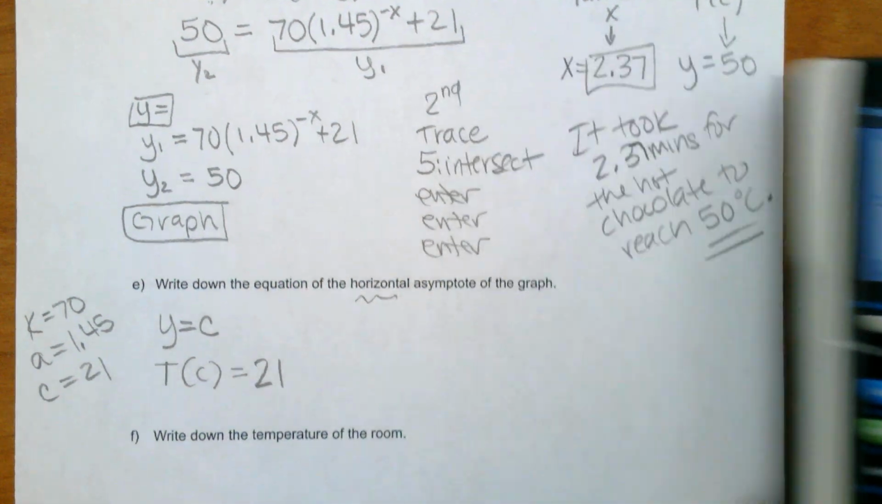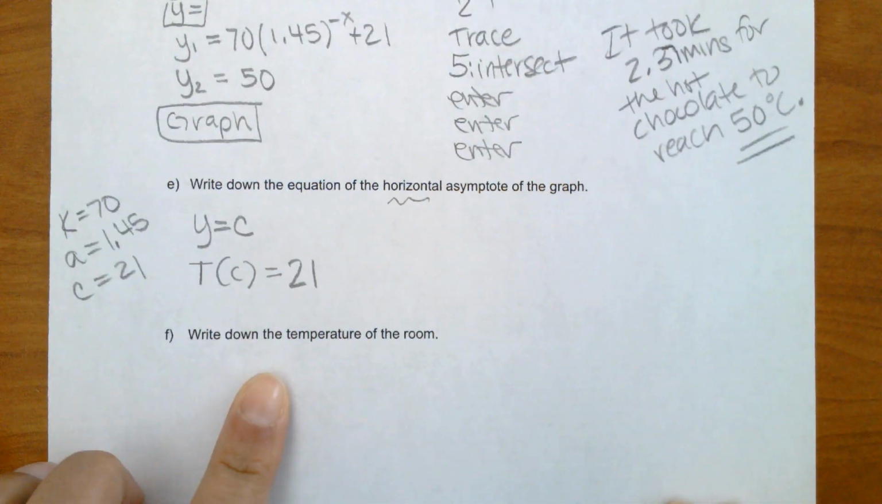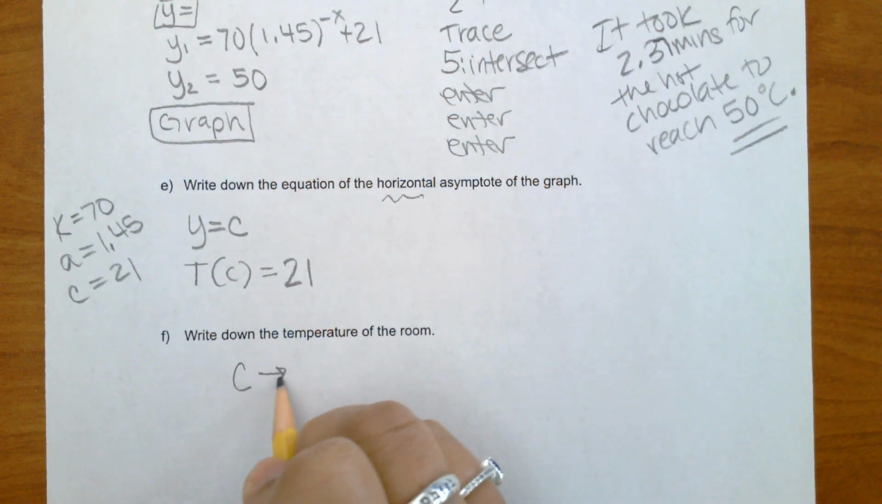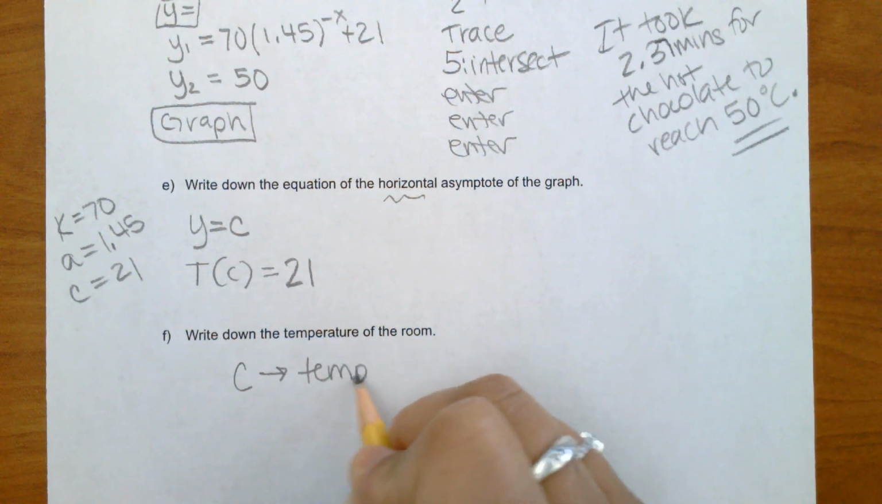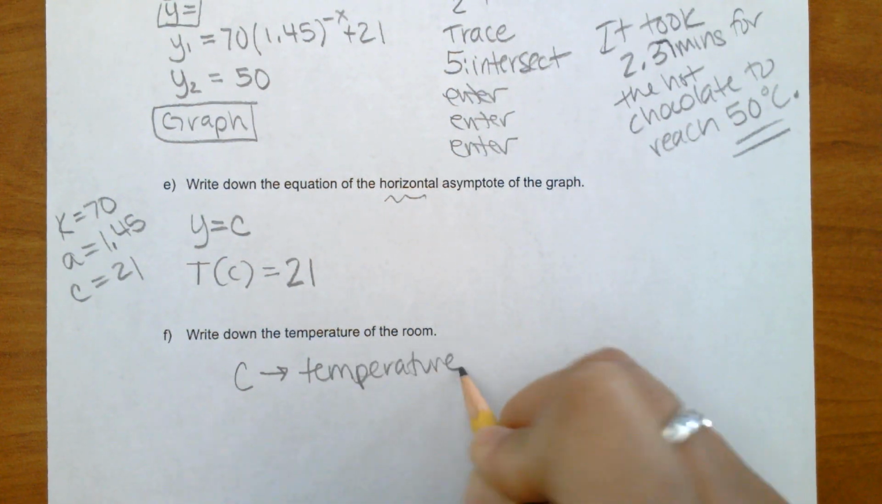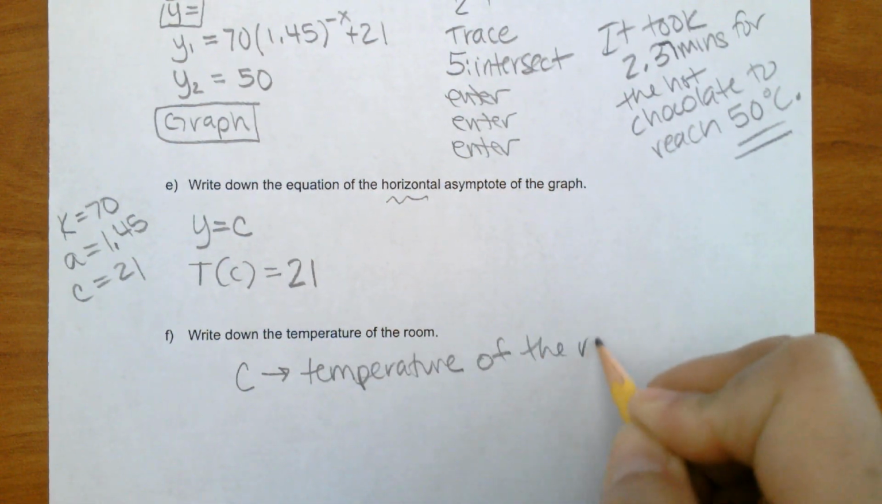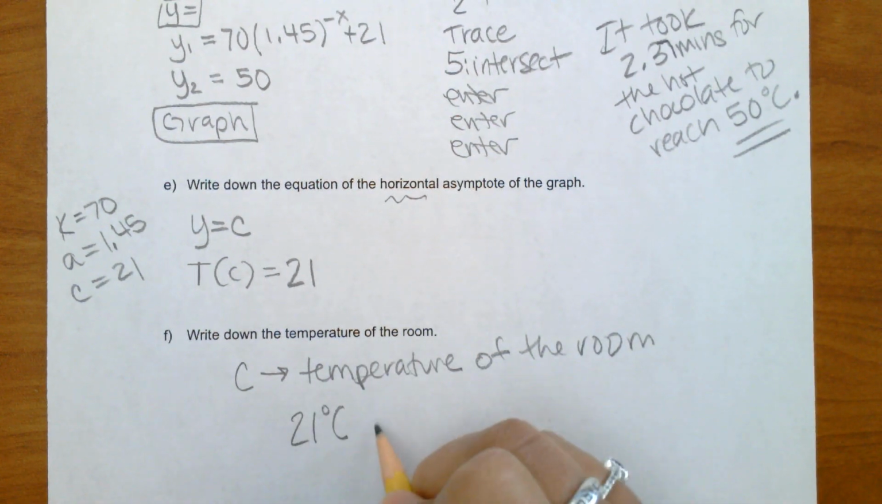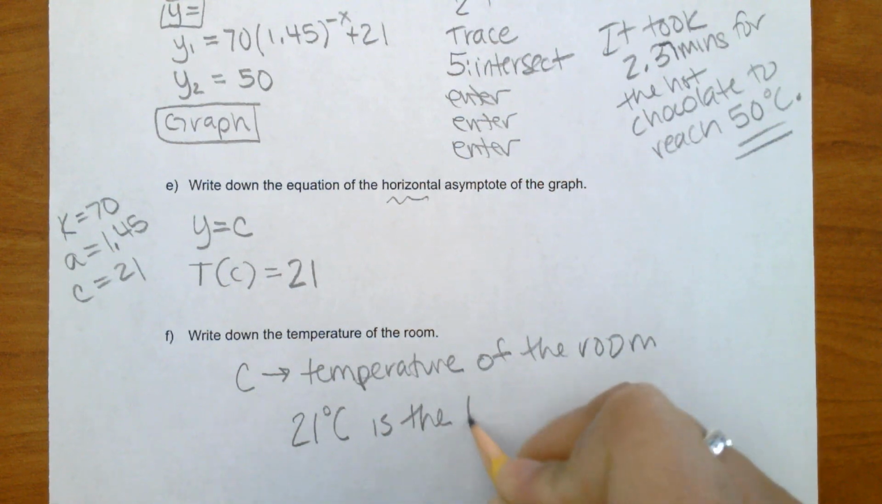Let's move on to the last one. We need to write down the temperature of the room. Ooh, the temperature of the room. So the temperature of the room is going to be at C. So C is going to be the temperature of the room. So C was 21 degrees. So 21 degrees Celsius is the temperature.